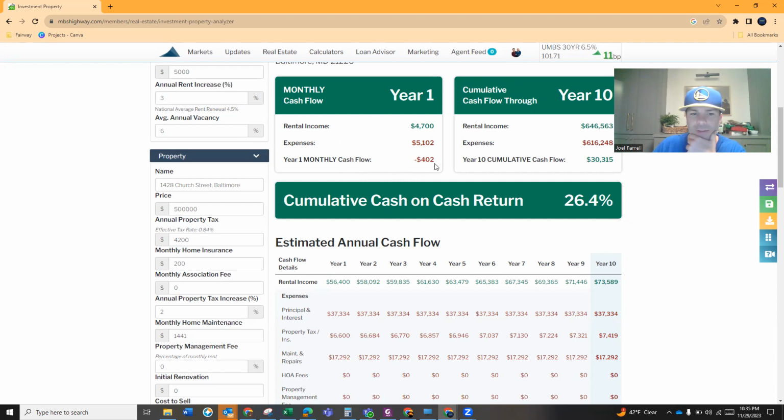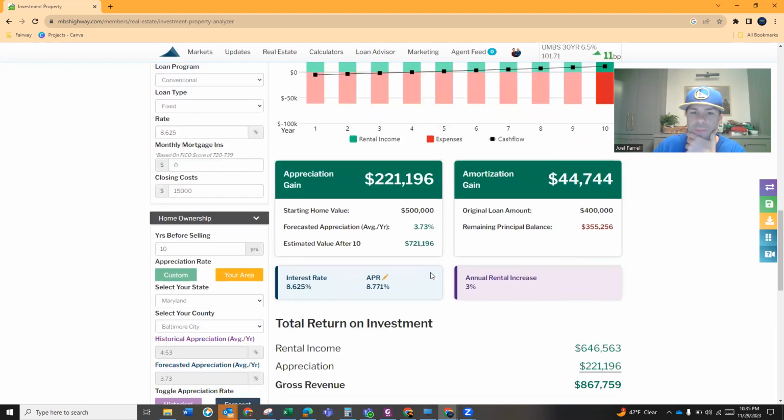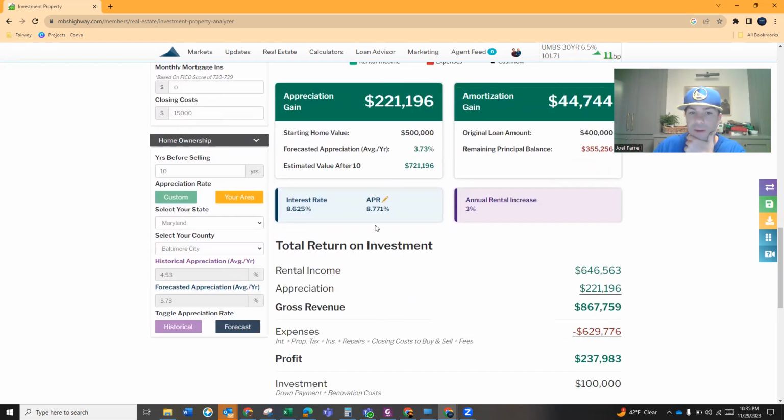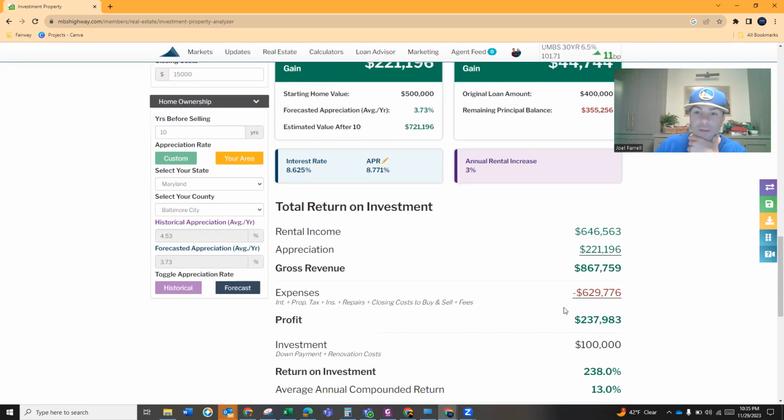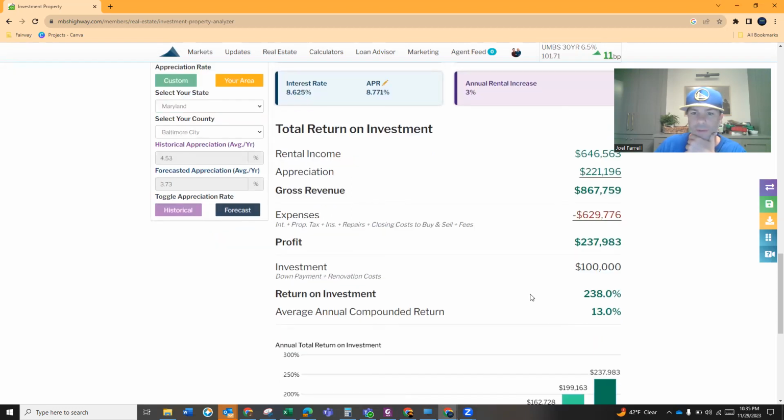So you're going to have your negative cash flow. It takes until year 4 to get the cash flow positive. And then this is MBS Highway. So over 10 years, appreciation of 220,000, pulls in expenses, net profit. This is looking at this over a total horizon, of your cash in, appreciation, cash flows. Average annual return, 13%. And again, this is not going to include any type of depreciation. Any depreciation would be on top of this.